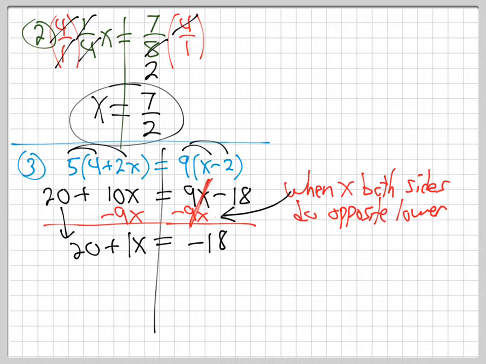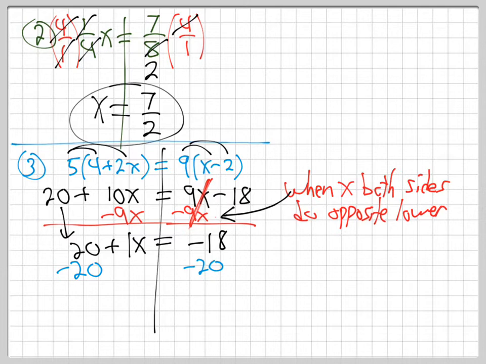And now x is still yelling out, I want to be alone. So what are we going to do? What do we got to get rid of? The 20. You got to get rid of that 20 so x can be alone. So how do we get rid of that 20? Should I divide by 20? Subtract, because it's added, huh? Yeah, just subtract the 20 because the 20 is added.